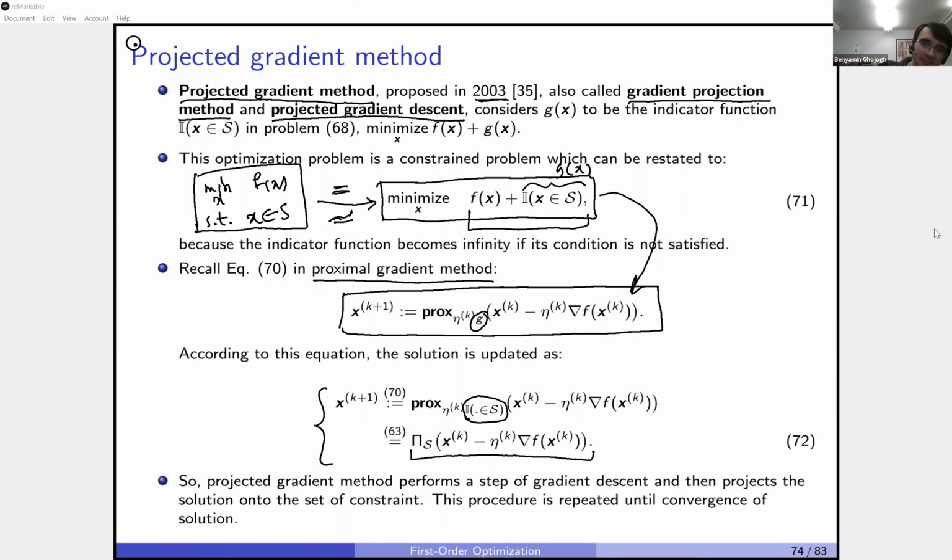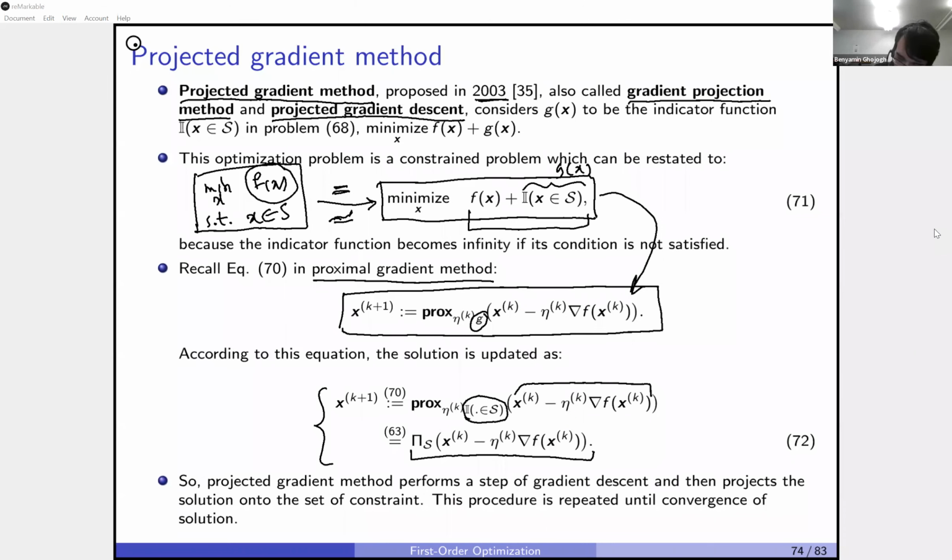Okay, what does it say? Let's interpret that. It says do a step of gradient descent for minimizing f of x. So it's very similar to gradient descent, but at every step of gradient descent, your solution might be infeasible according to the constraint. Project it onto the feasibility set. Project it back to the feasibility set.